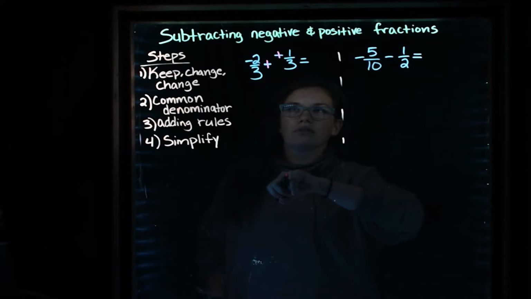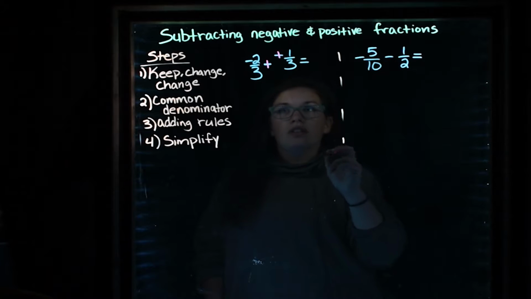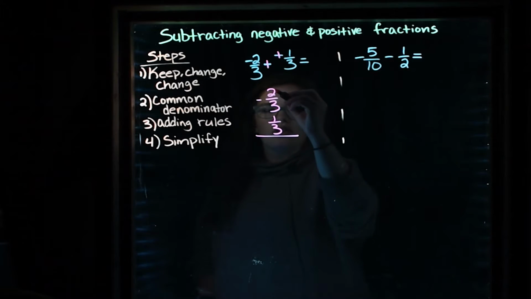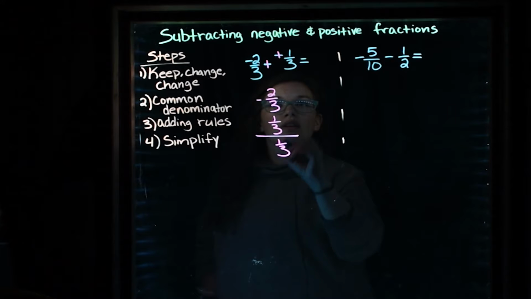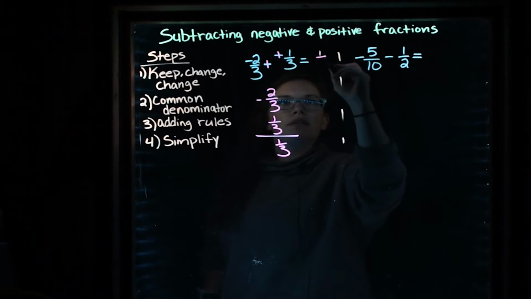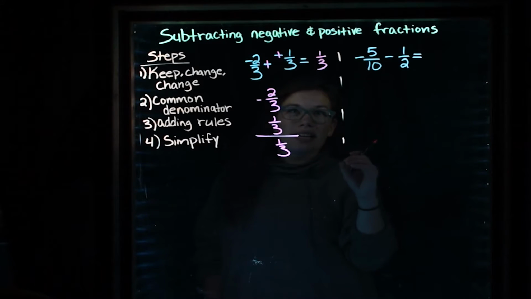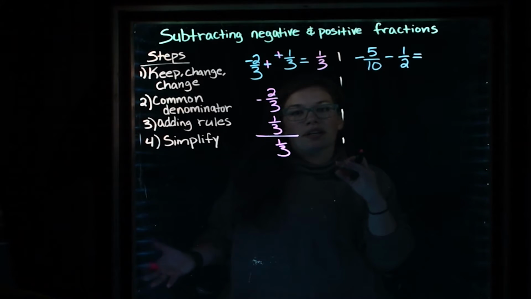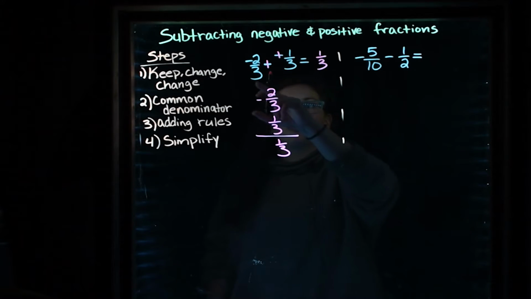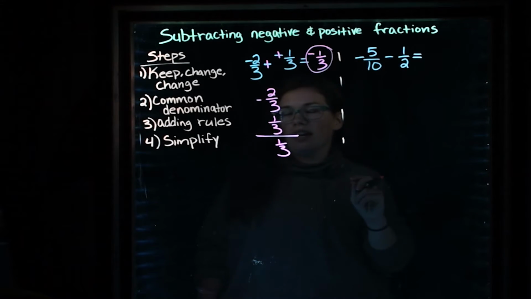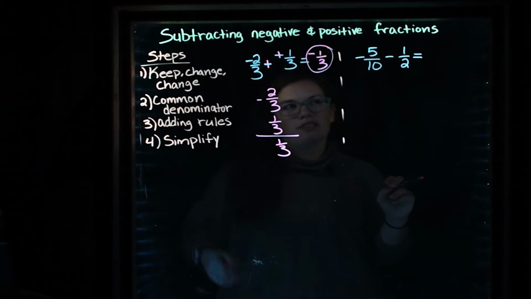Step 3, my adding rules. One's a positive, one's a negative. Different signs subtract. So I'm going to subtract. I like to put the bigger absolute value on the top. 2 minus 1 is 1. So my answer, I know the number is 1/3, but I need to look where my sign is. My sign depends on the bigger absolute value sign, and that's 2/3, so it's going to be a negative. And that's my answer there. I don't need to simplify it, so I don't need to do step 4.